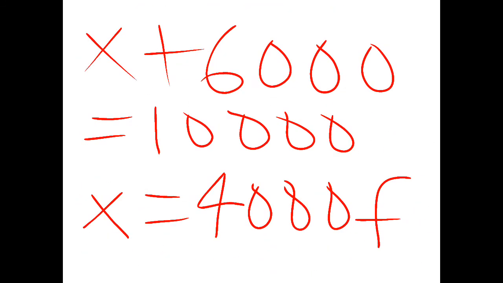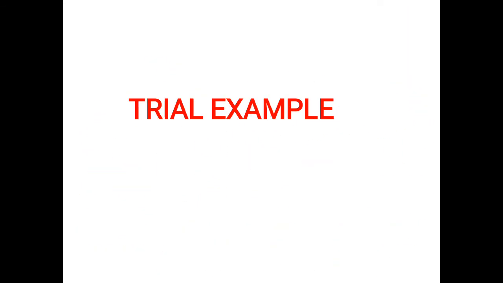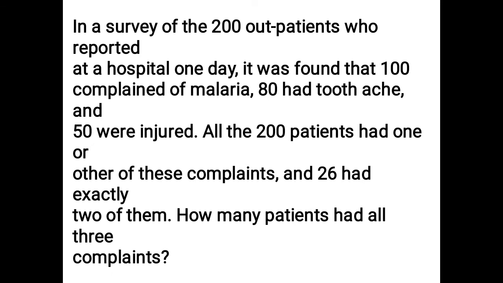So back to the question. It's a very nice question. Take your time and then try. In a survey of 200 outpatients who reported at a hospital one day, it was found that 100 complained of malaria, 80 had toothache, and 50 were injured. All the 200 patients had one or other of these complaints, meaning our region 8, our complement, is 0, no complement.